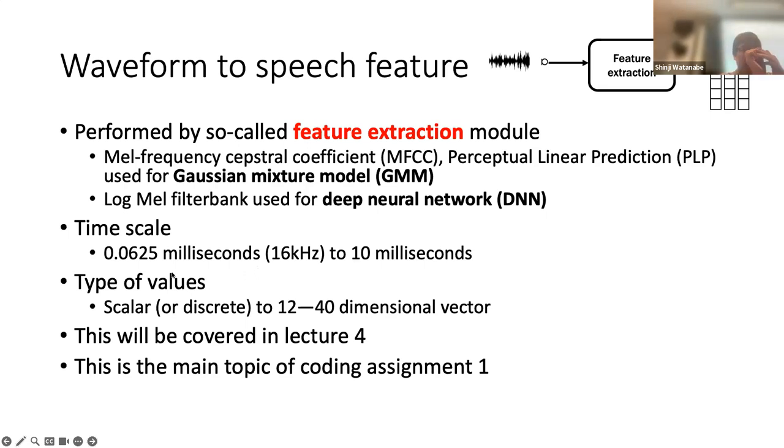This is very small at the time scale, but the feature extraction is converting it to a tractable time scale, like 10 milliseconds and so on. That is important because many phonemes and so on change at this time scale. And then it converts the one-dimensional signal to a 12 to 40 dimensional vector. There are a lot of properties of how to convert, which I will explain in a later lecture. But anyway, this is similar to other machine learning problems, just the first front end processing, converting the raw signal to features that are easy to deal with.